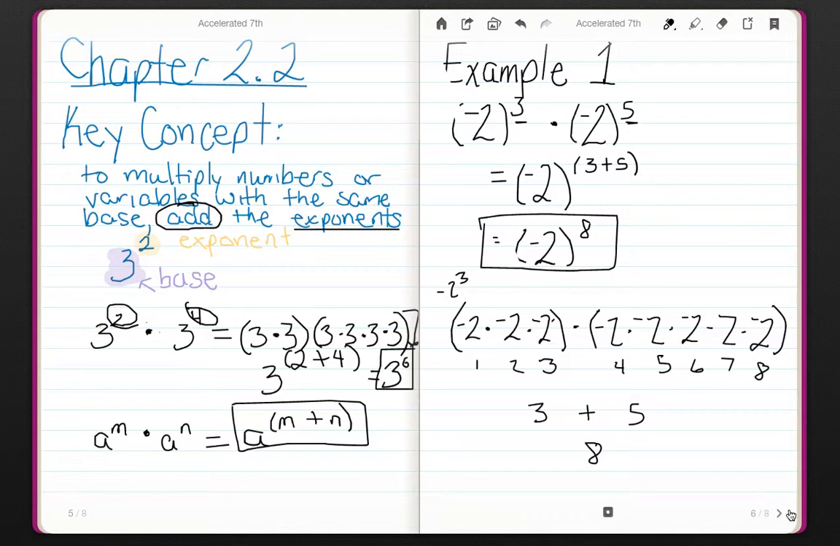Feel free and stop now and complete quick check number 1, or you can keep going on to example 2 and 3 and complete all of the quick checks at the end.